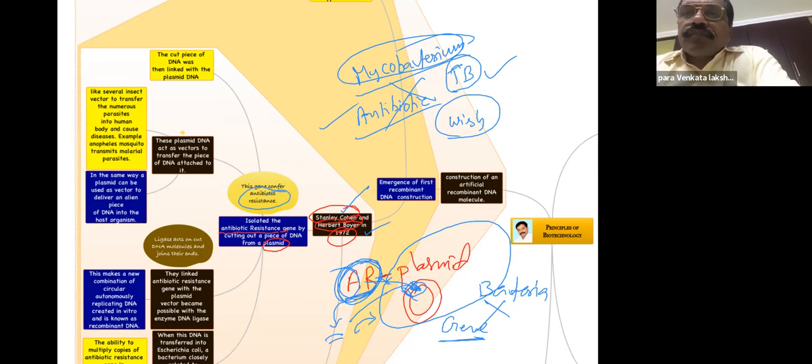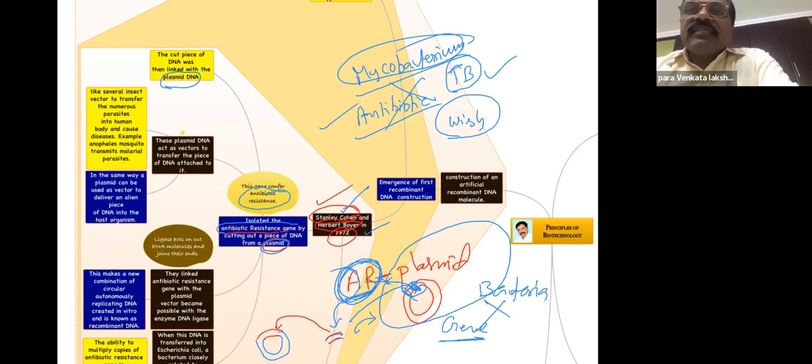So these people isolated this antibiotic resistance gene from the plasmid of one bacteria. The cut piece of the DNA was then linked with the plasmid DNA. Now this is cut down and take another plasmid from another bacteria. Now this is the antibiotic resistance gene. Now this gene is linked with this plasmid. That is what they did. This antibiotic resistance gene is here now.